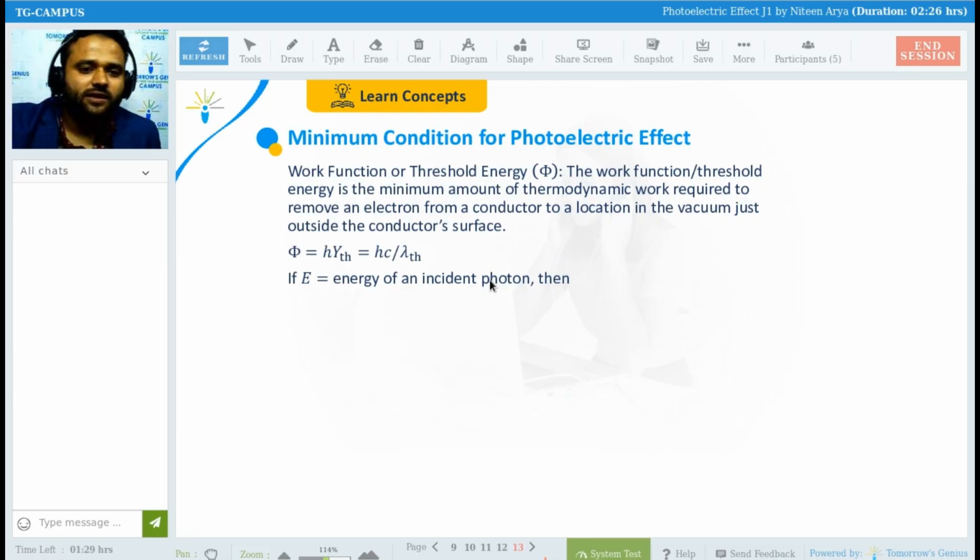Good. So this is again the work function. As I already discussed, what is the work function? Work function or threshold energy, the symbol is φ, or sometimes W₀. The work function, or threshold energy, is the minimum amount of thermodynamic work, thermodynamic meaning heat kind of work, required to remove an electron from a conductor to a location in vacuum just outside the conductor surface.